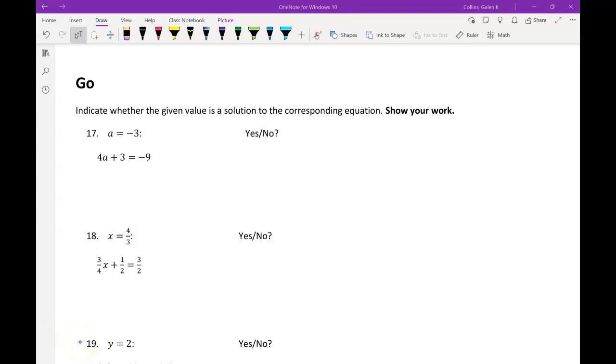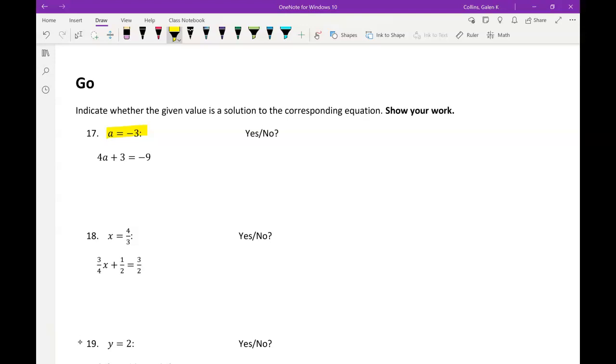All right, Unit 4, Lesson 1, the GO section. We are asked to indicate whether the given value is a solution to the corresponding equation. And like we discussed in class, if the value is a solution to the equation, that means that when I substitute that value in the equation, it is true. So there are two ways that you could do this.